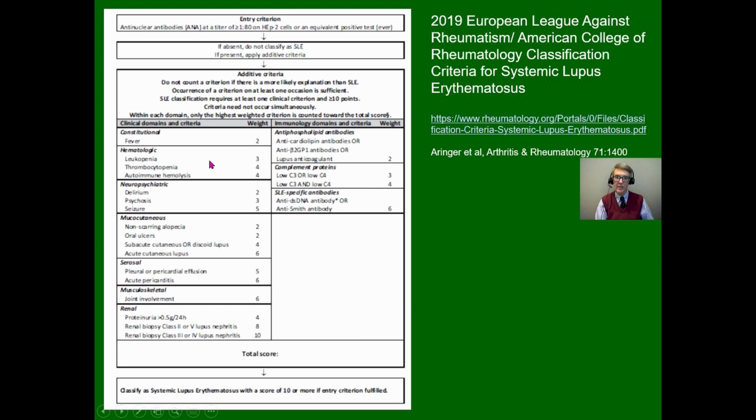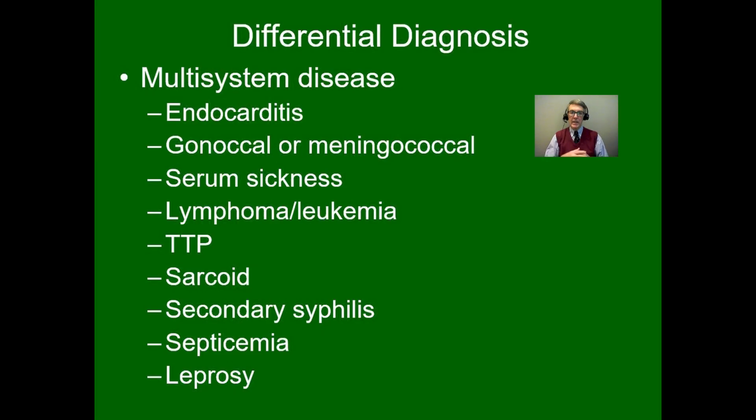Now again, these are classification criteria for studies. Typically, we can make the diagnosis without these in order to treat. Most often in our patients, if they do not have an ANA, they will then have one of the Sjogren's antibodies, SSA or SSB, and then the other criteria for systemic lupus erythematosus. When making the diagnosis, we need to consider what other things can look like lupus.